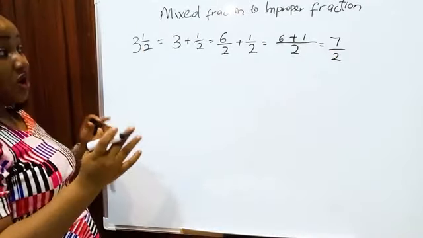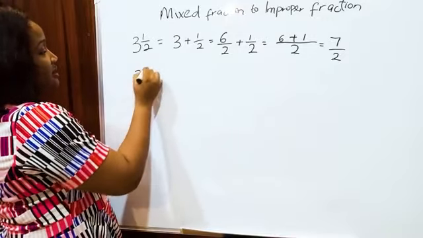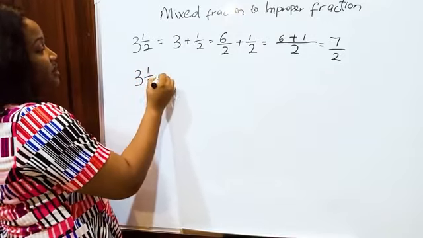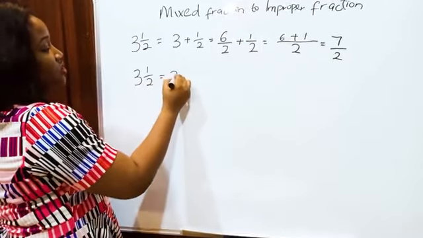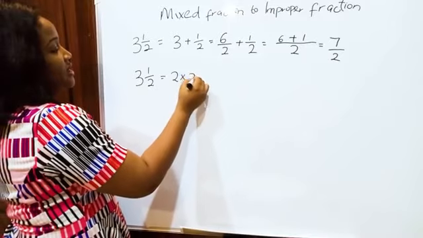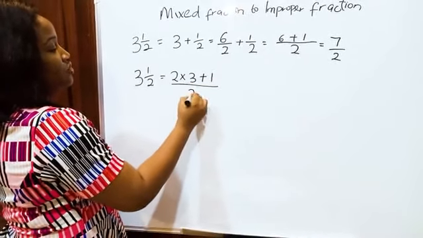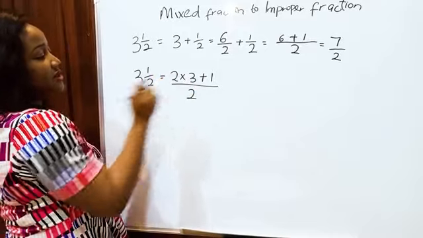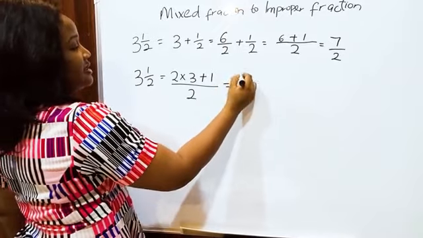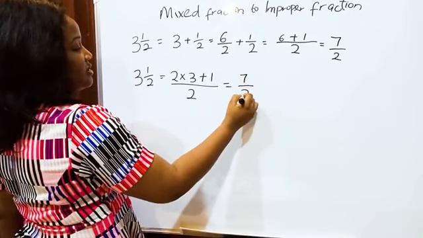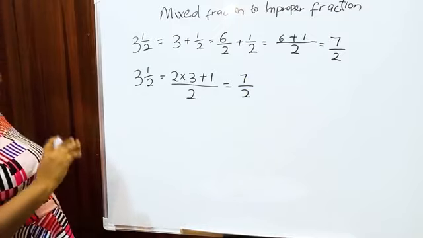The other way, or the easier way of doing it, is by saying 3.5 equals 2 times 3 plus 1 all over 2. And you have 2 times 3 to give us 6. 6 plus 1, 7. 7 over 2. Or let's try another example.